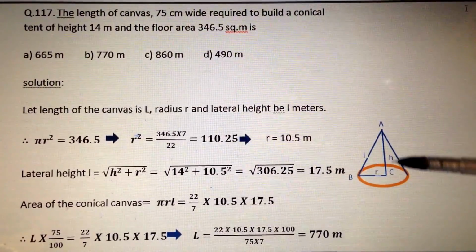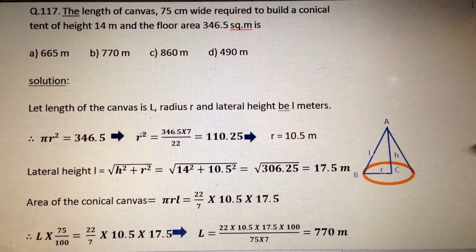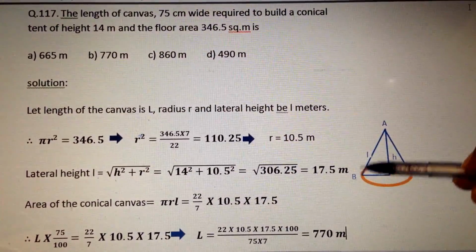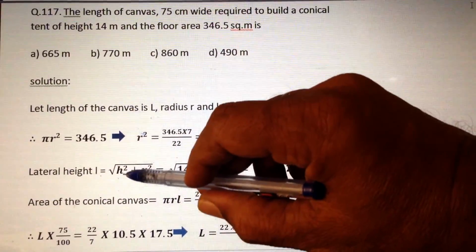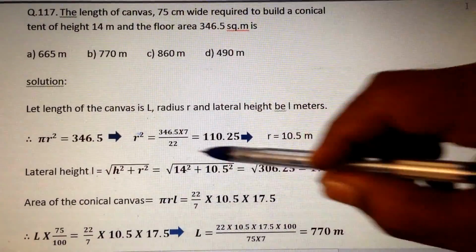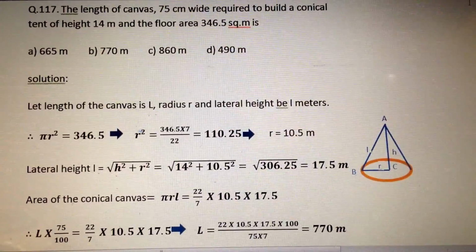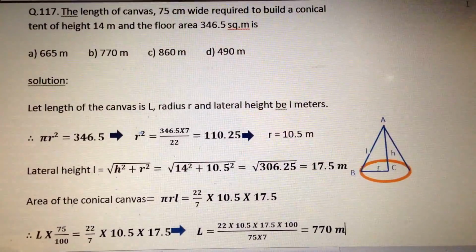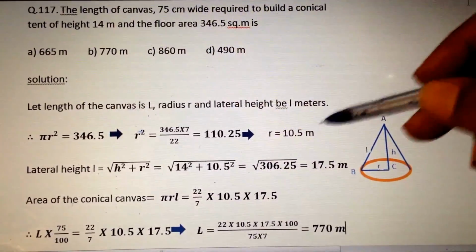We know the height, which is given as 14 meters here, and this is the radius. So the lateral height is equal to square root of h square plus r square, which is equal to square root of 14 square plus 10.5 square. This is equal to 17.5 meters. So we know the lateral height and we know the radius.